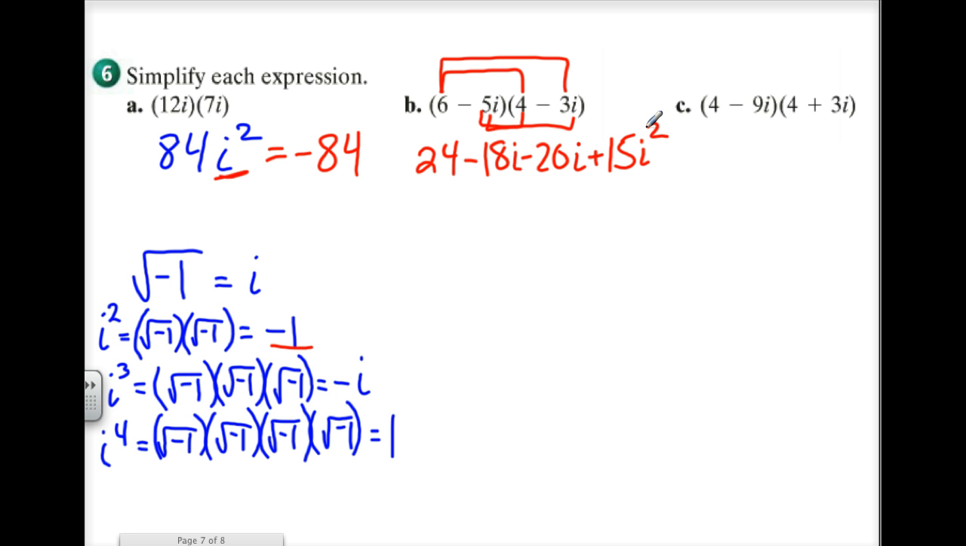So now I need to combine like terms, but I also need to convert that i squared. So I get 24 minus, combining -18i minus 20i, -38i. And then that i squared means -1, and -1 times 15 gives me -15. Combining the 24 and the -15, I get 9 minus 38i.